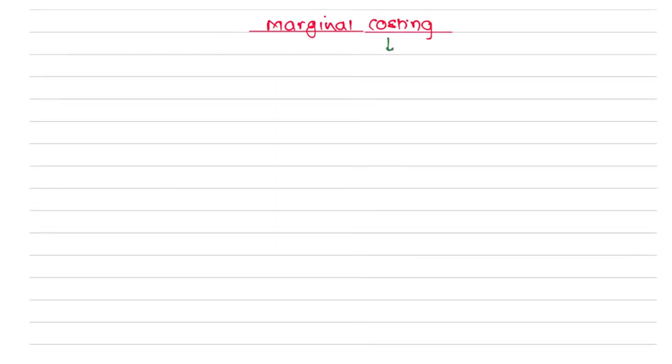When I say costing, costing means what? Calculation of cost. Now, calculation of which cost here, if I just talk about marginal? Variable. Extra cost to produce one extra unit, right? So you are separating your variable cost. If you have a total cost and the variable cost is separated, then what remains is your what?